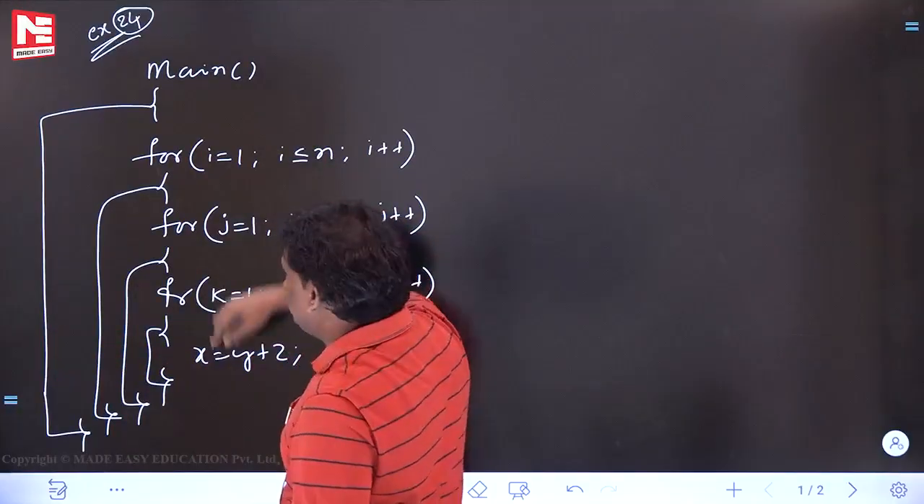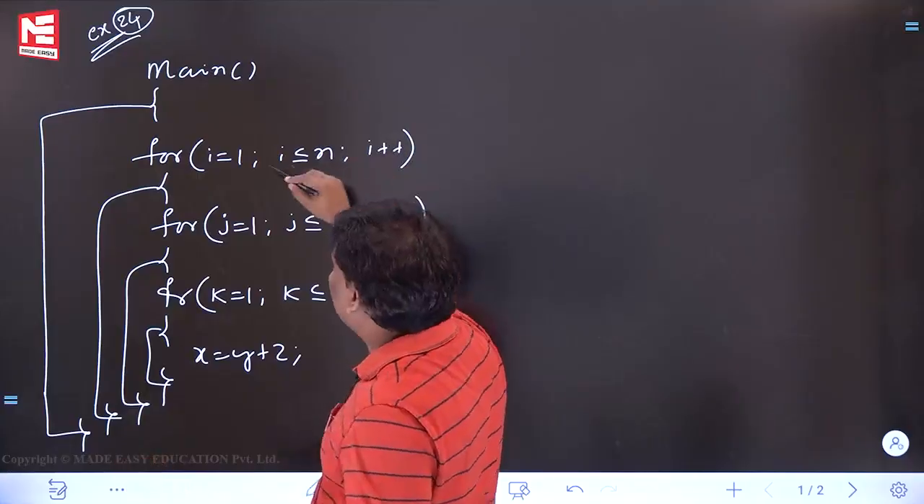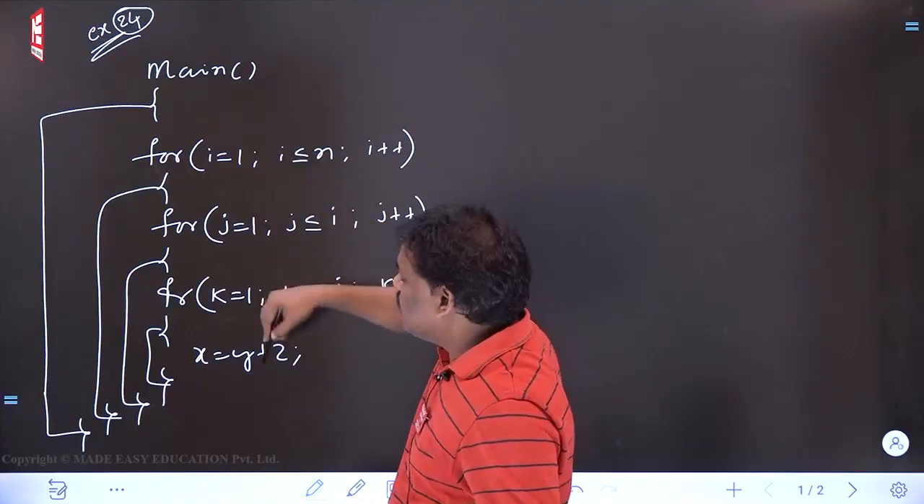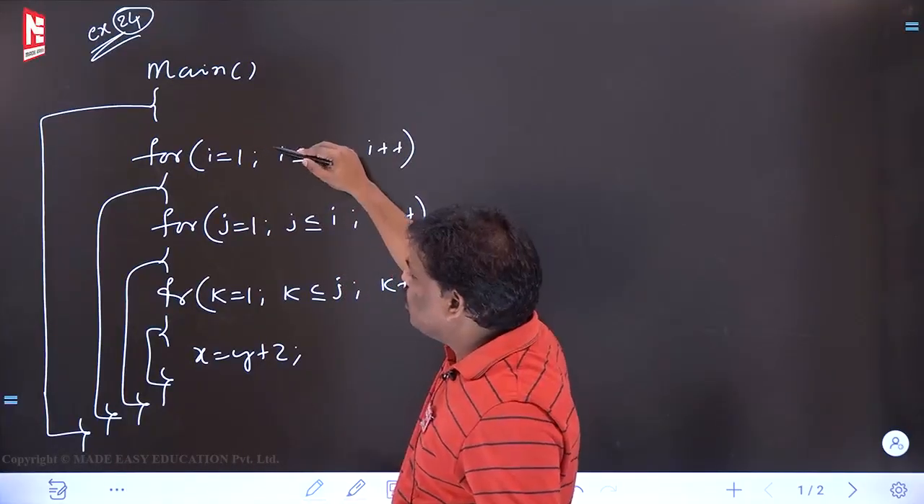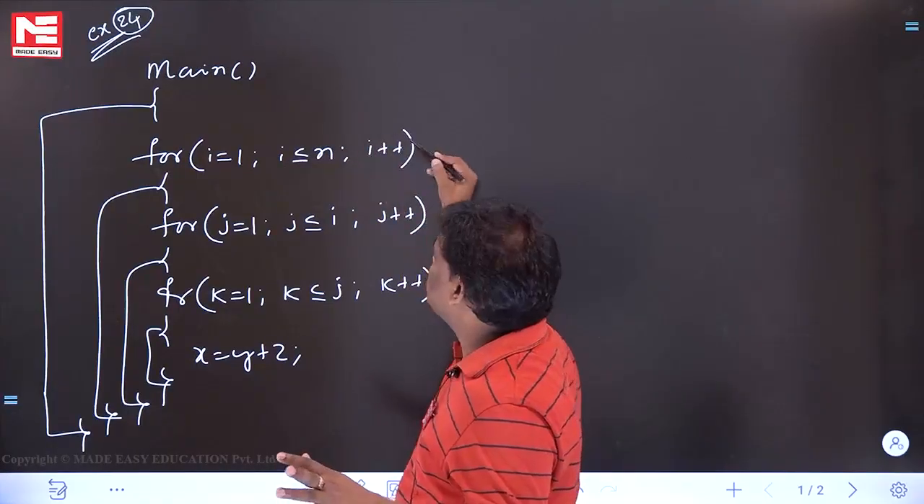So 3 inner loops are there. Find the individual counts and multiply, everyone knows that. But one thing I want to ask you.